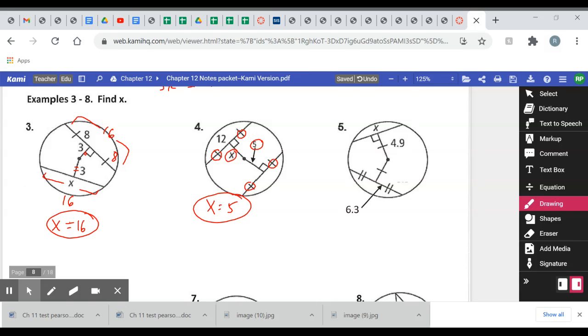All right, on number 5, we can see that these two pieces are congruent here. So we know that they're the same distance away from the center of the circle. They're both 4.9 away. It's asking what X is, which is this whole length. And we can see that 6.3 is referring to this piece, so this piece is also 6.3. So the whole thing has to be 6.3 plus 6.3, which is 12.6. And if this one's 12.6, up here has to be 12.6.